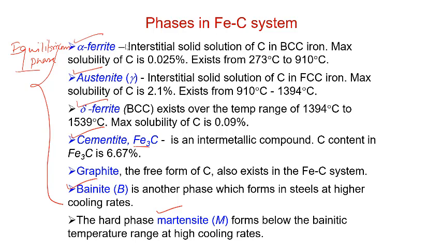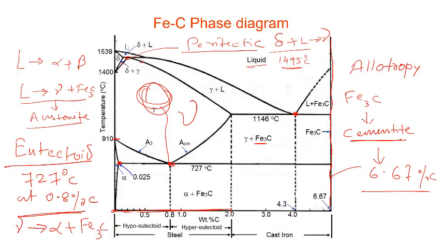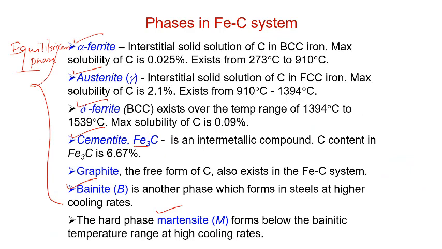So just to have a quick recap, these are the phases that you will get in the iron carbon system. Alpha, or the ferrite phase, which is BCC in structure, and the range of temperature in which it exists is from room temperature to 910 degrees Celsius, as you could see from here also. And then we have the austenite phase, which exists from 910 degrees Celsius till 1394 degrees Celsius. And this phase is FCC in structure.